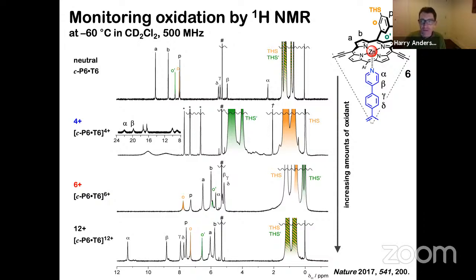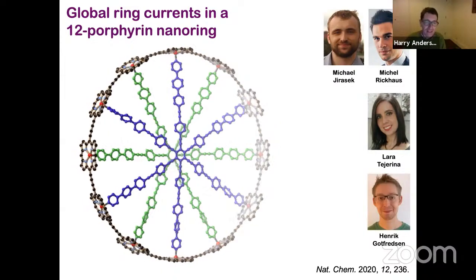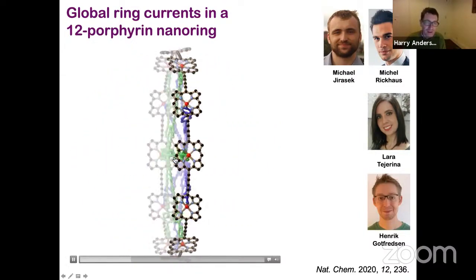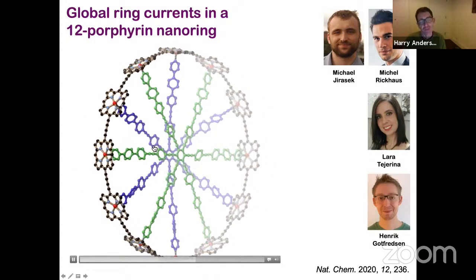We've looked at lots of different rings like this to see if we can study global ring currents. The largest ring that we've looked at so far is this 12-porphyrin ring. We studied this with two of these large six-legged templates in place, to hold the molecule into a regular circular geometry. The calculated structure is shown here, and we have good evidence that it really does adopt this sort of structure in solution.